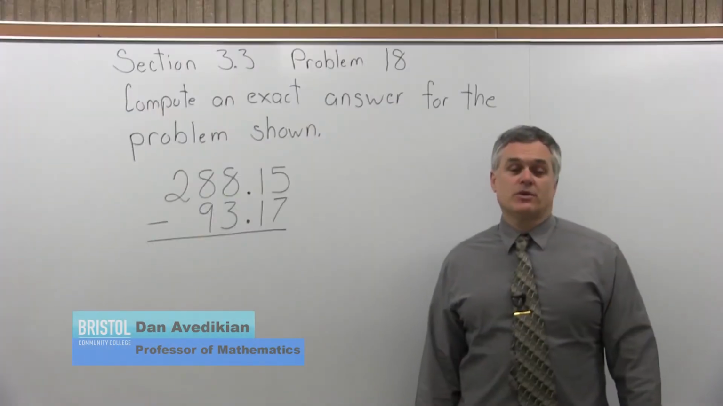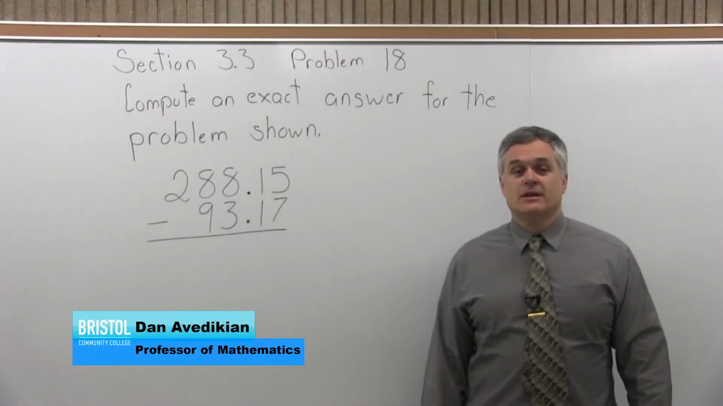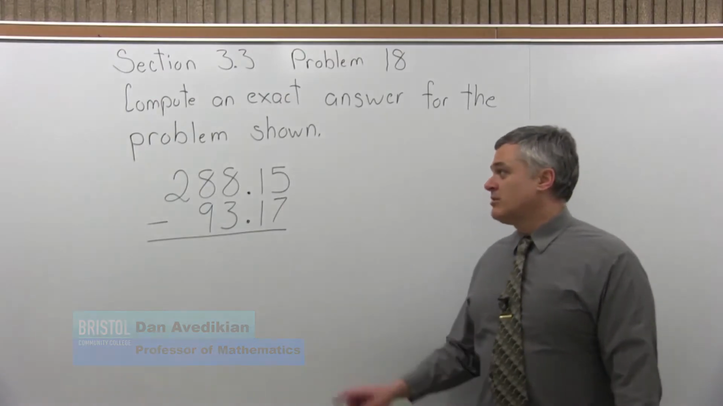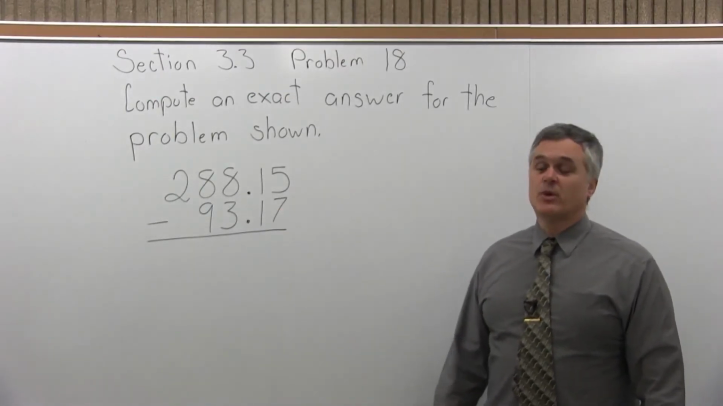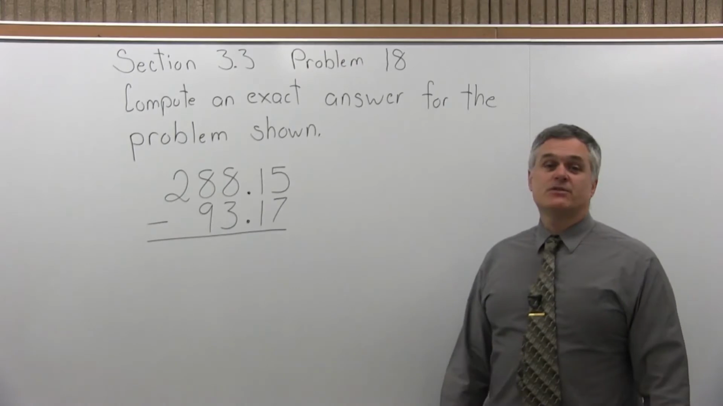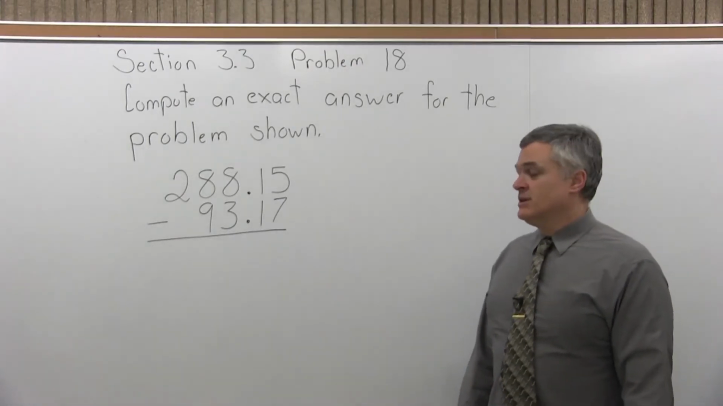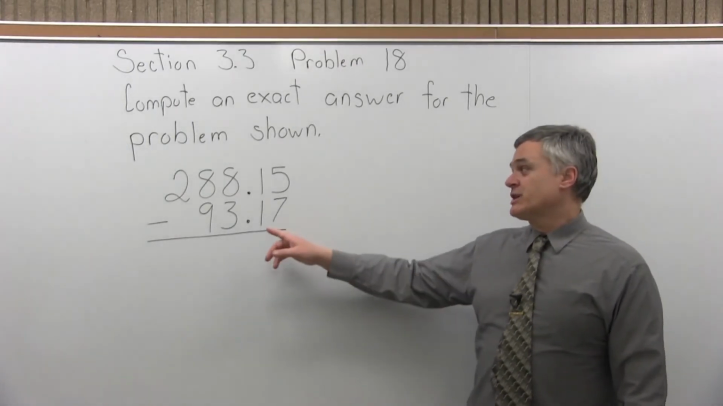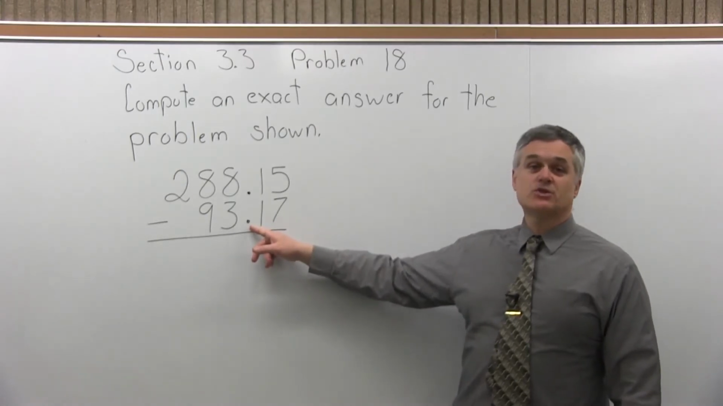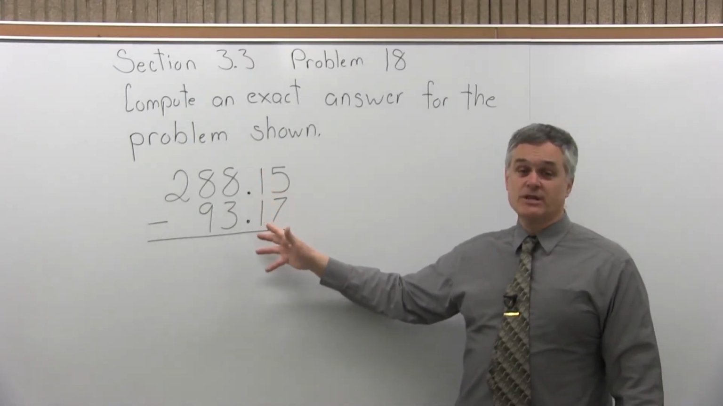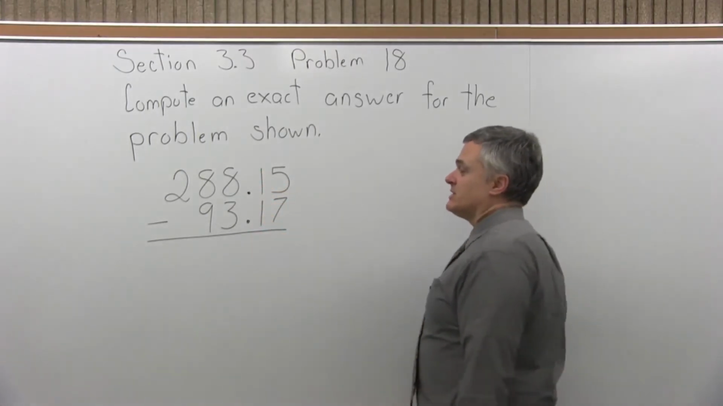This is Section 3.3, Problem 18. It says compute an exact answer to the problem shown. We have 288.15 minus 93.17. As we do an addition or subtraction with numbers that have decimals, you want to make sure that the decimal points line up vertically, and they do in this case. They're ready to be subtracted.